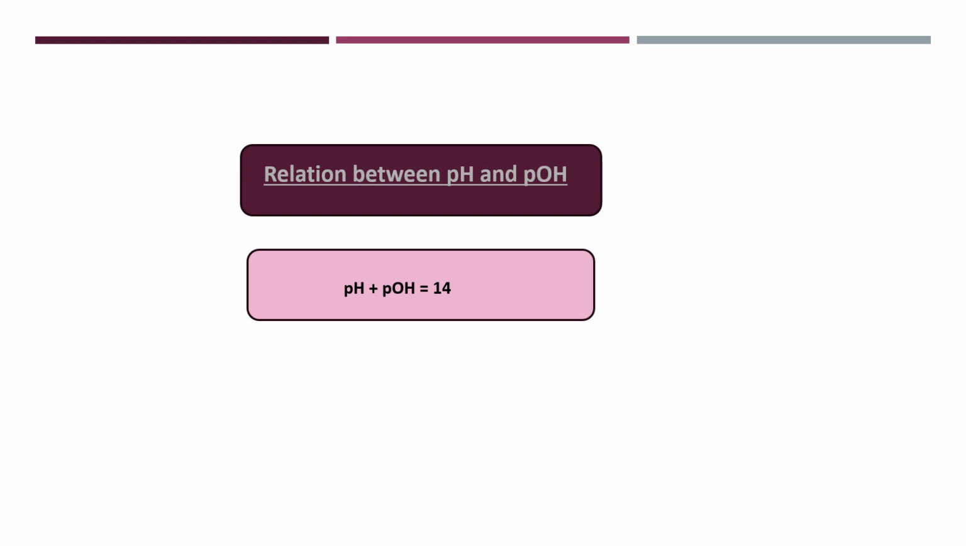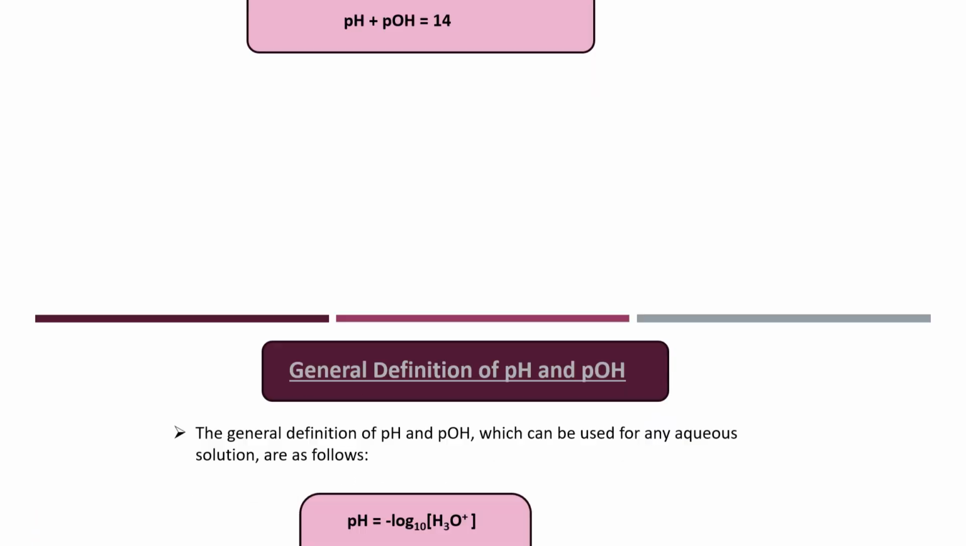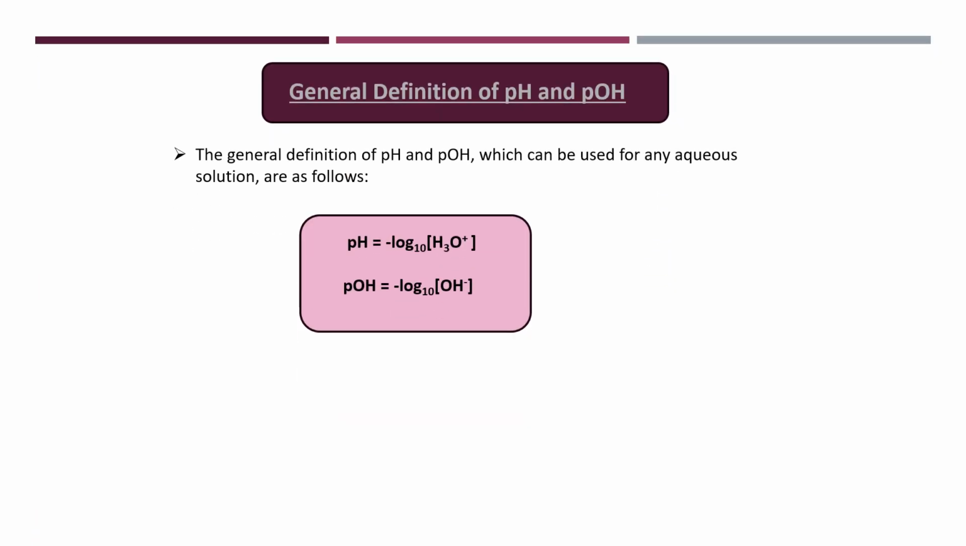Relation between pH and pOH. pH plus pOH is equal to 14. General definition of pH and pOH. The general definitions of pH and pOH, which can be used for any aqueous solution, are as follows.